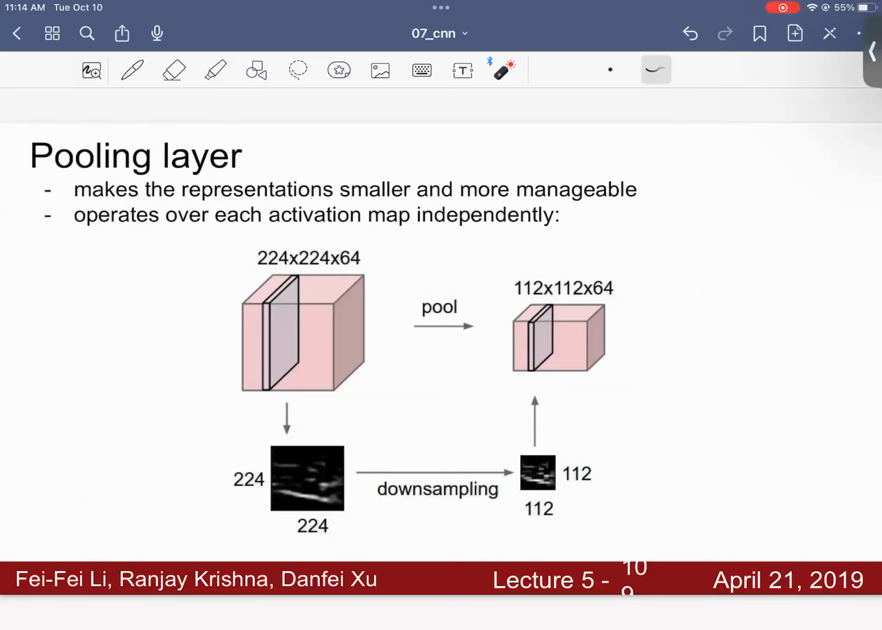So for example, you have this 224 by 224 by 64 here, and you want to downsize your dimensionality to half. Then what you can use is something called pooling. So how do you use pooling? Pooling or downsampling is the same thing. How do you use pooling?